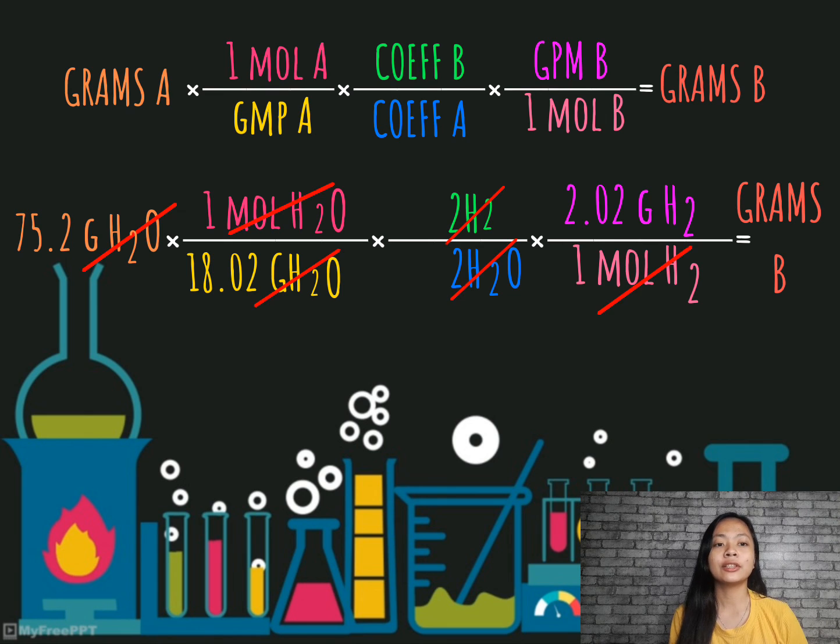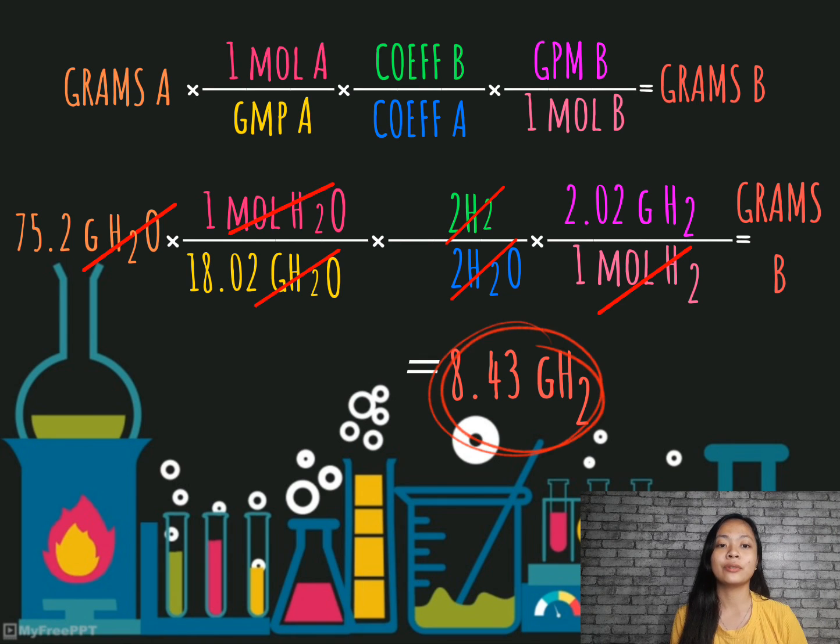So, as you can see, the terms have been cancelled. The cancellation is by conversion factor, and after you cancel the first conversion factor, then use another conversion factor to cancel the same unit. So, doing the math, 75.2 divided by 18.02 times 2.02 g H2 is equal to 8.43 g H2. This is the final answer. So, that's the end. Thank you for listening, and I hope you learned about stoichiometry calculation.